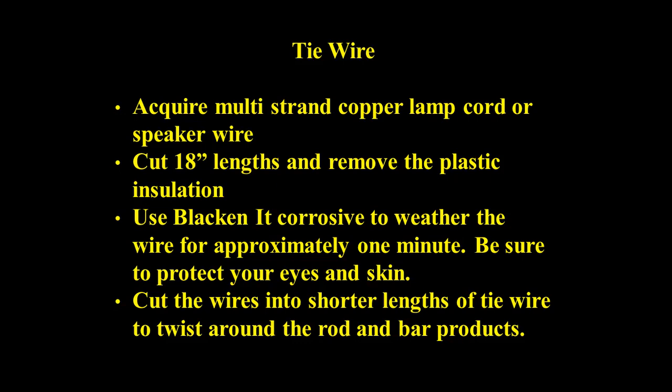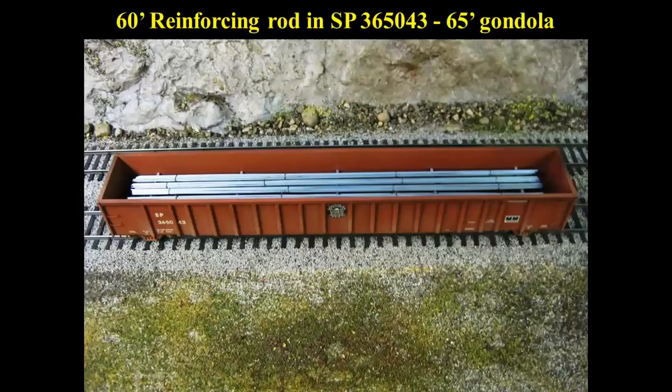So here you can see some 60-foot rebar in a 65-foot mill gon held together with very fine tie wire and just a minimal amount of blocking underneath each layer.